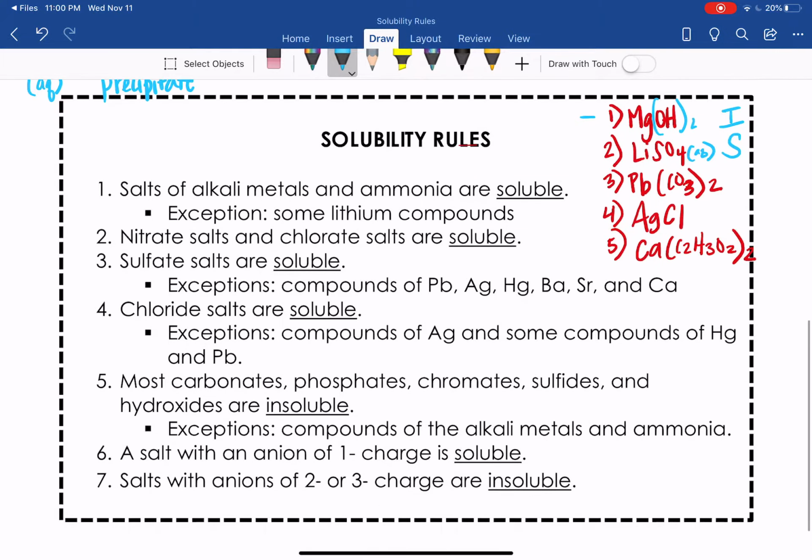Lead carbonate, number 3. Which of these applies to lead carbonate? Well, it's not an alkali metal. It's not a nitrate. It's not a sulfate. It's not a chloride. Here we go.